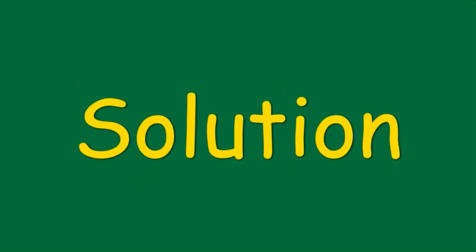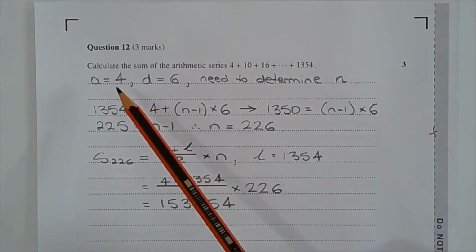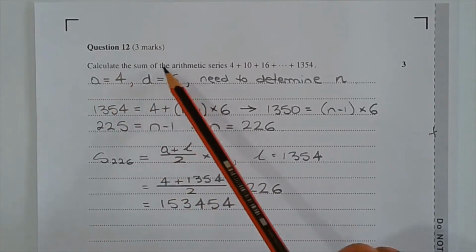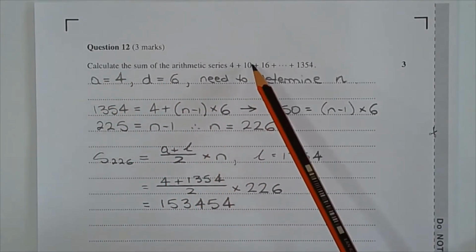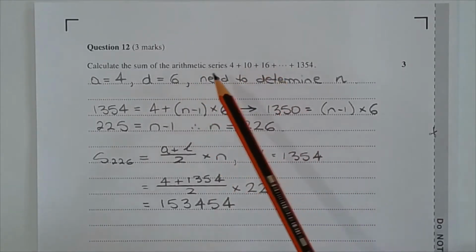Question 12. Calculate the sum of the arithmetic series 4 plus 10 plus 16 plus ... plus 1354. The first term of this arithmetic series is 4 and the common difference is 6. And we can get that by taking a term and subtracting the term before it. So 10 minus 4 is 6, or 16 minus 10 is 6.